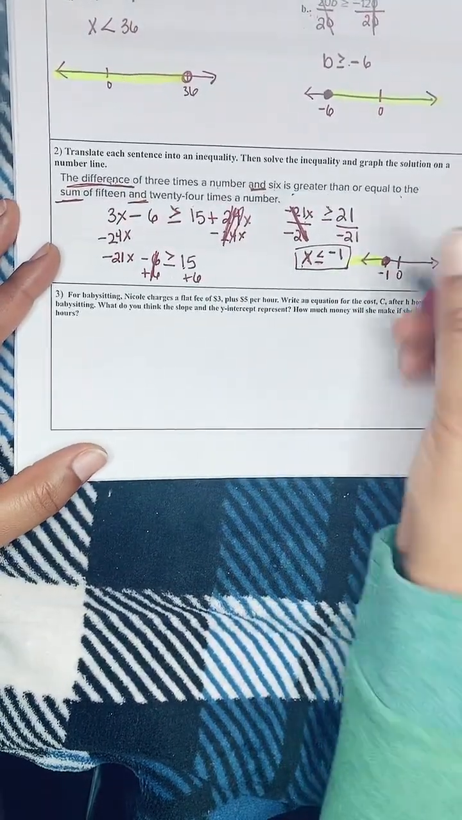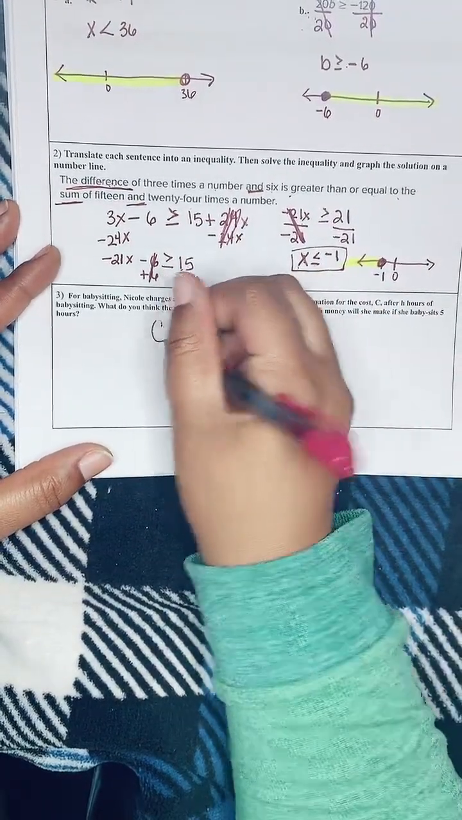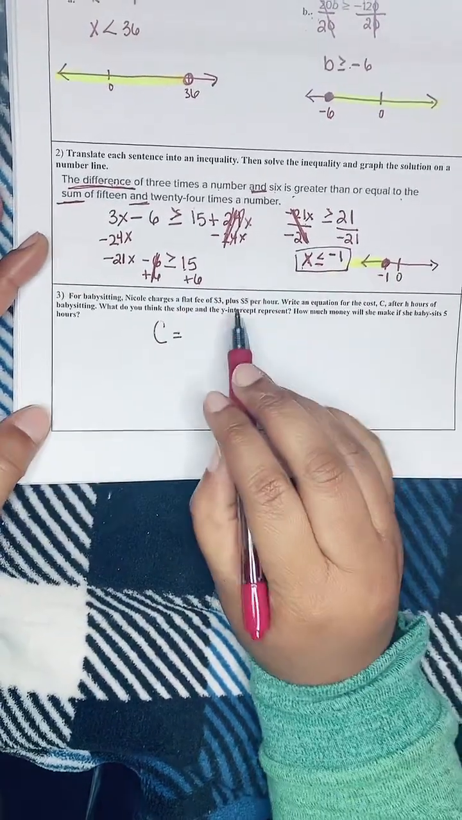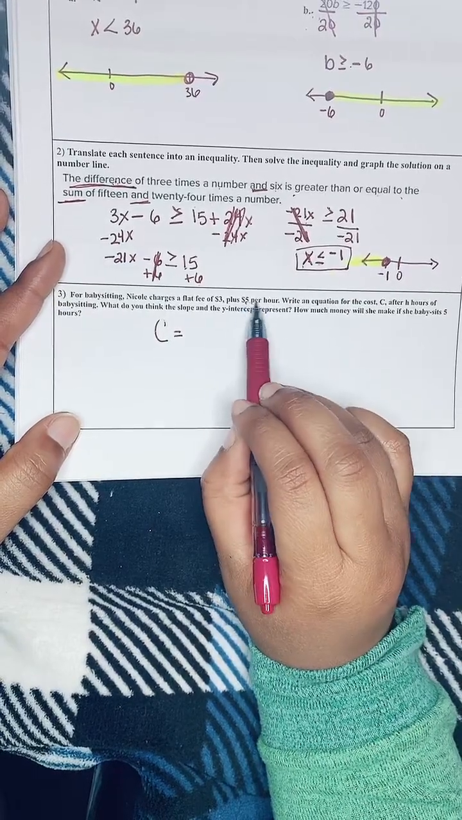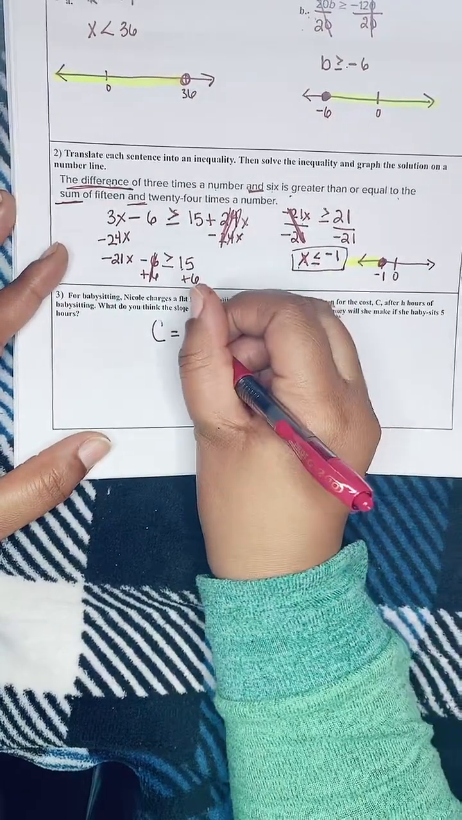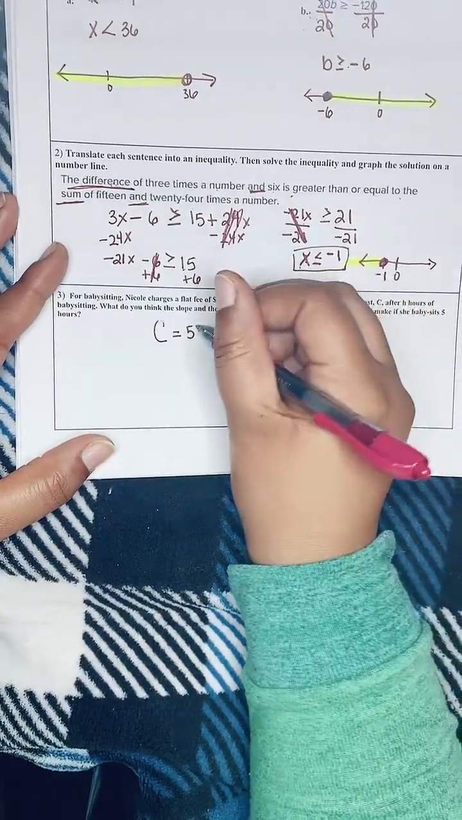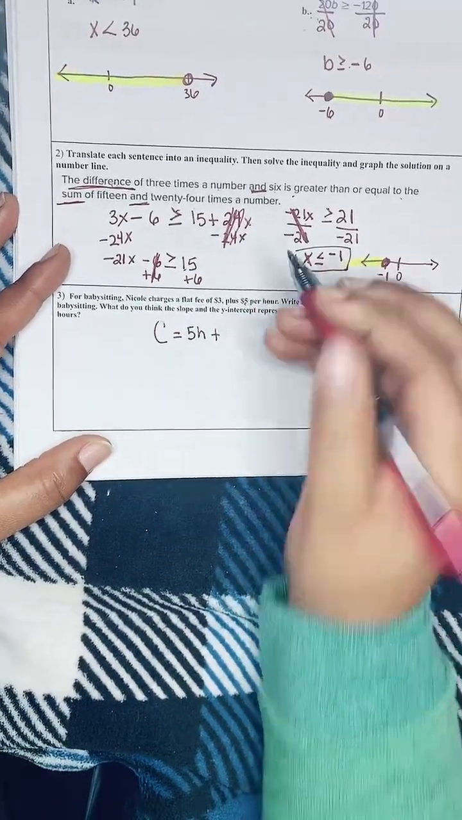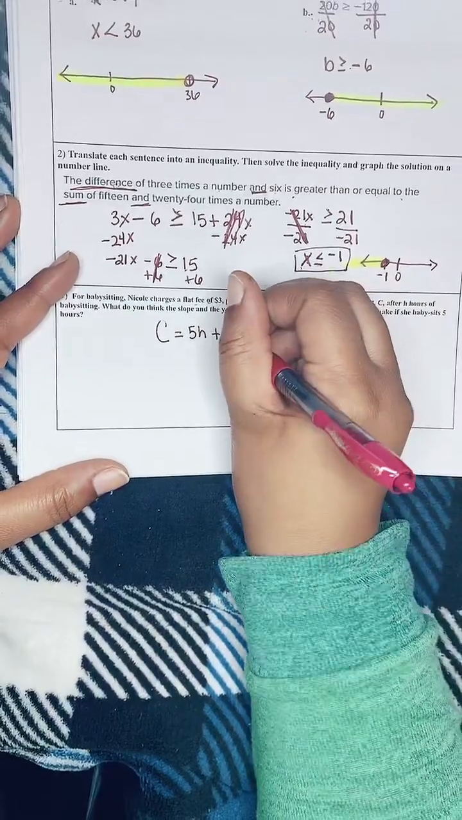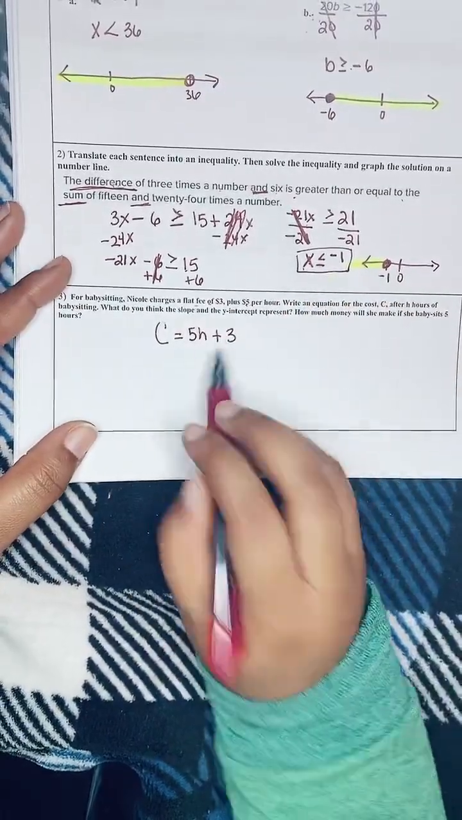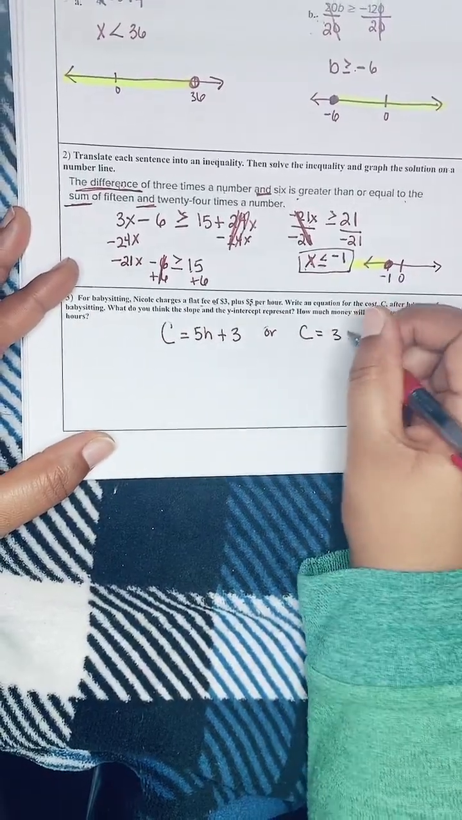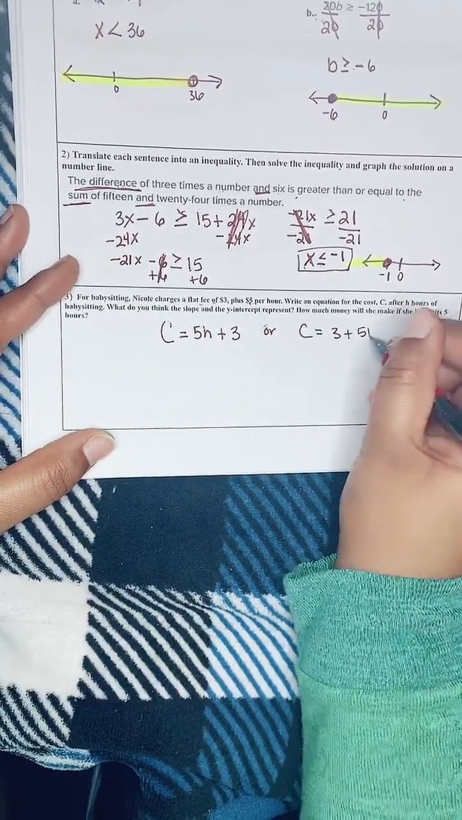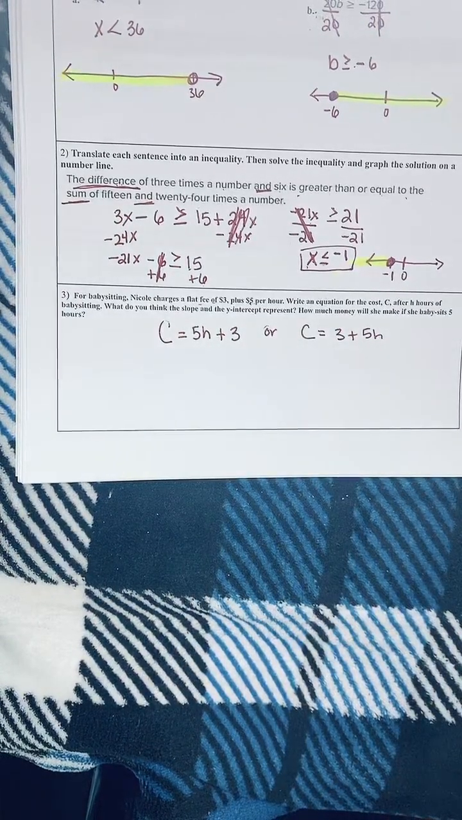So we're gonna start with C for the cost. So C equals 5 per hour. Whenever you see this per, you guys know that's a rate. So it's 5 per hour. We're putting H for hour, so plus our flat fee of $3. Now you could have written it this way, or you could write it this way: C equals 3 plus 5 per hour, 5H. Both of these are 100% correct.